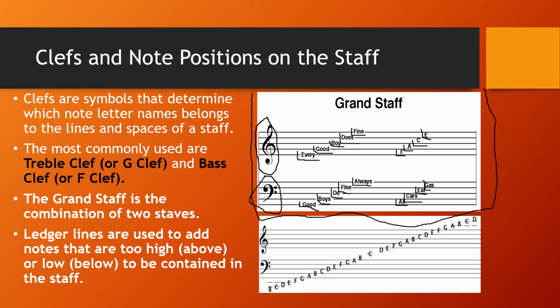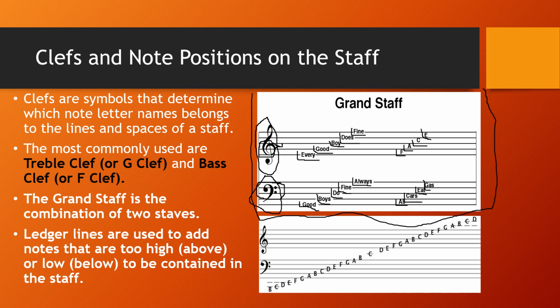The treble clef is also called the G clef simply because it rests on the G note or the G key, while the bass clef is called the F clef because the two dots rest on the F key or the F note on the staff.